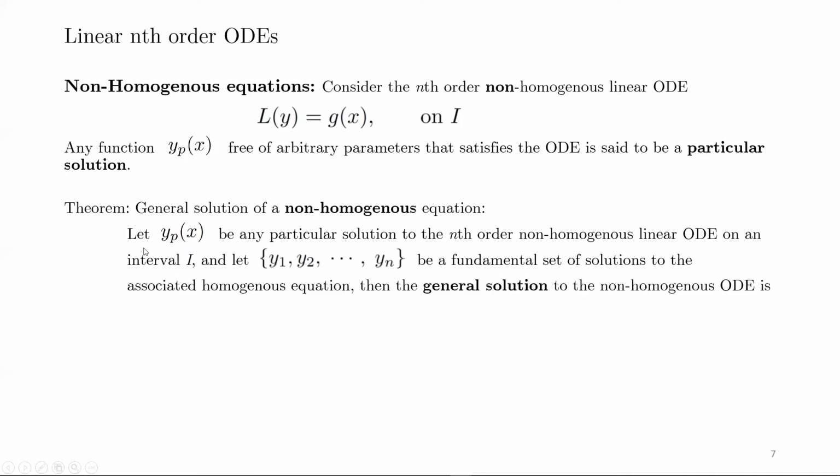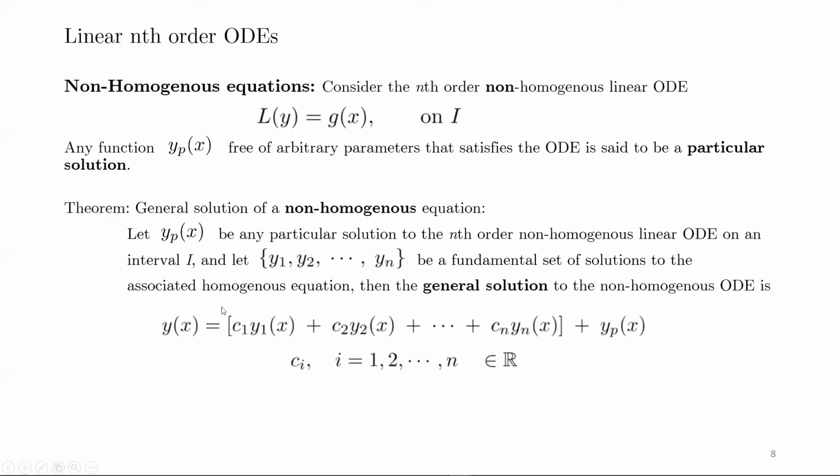Okay, for the general solution to a non-homogeneous ODE, let y of p be any particular solution to the nth order non-homogeneous linear ODE on an interval, and let y1, y2 through to yn be a fundamental set of solutions to the associated homogeneous equation. Then the general solution to the non-homogeneous ODE is quite simply the sum of those things.